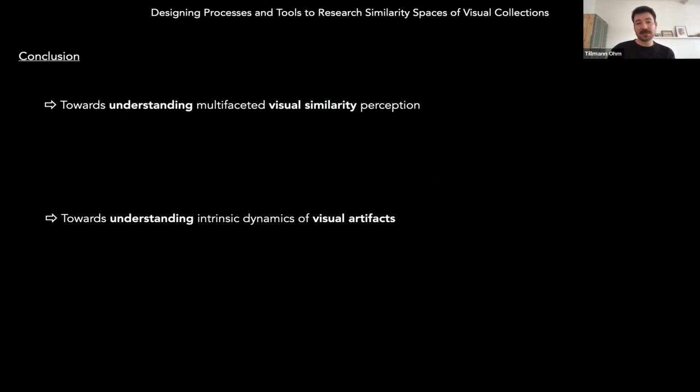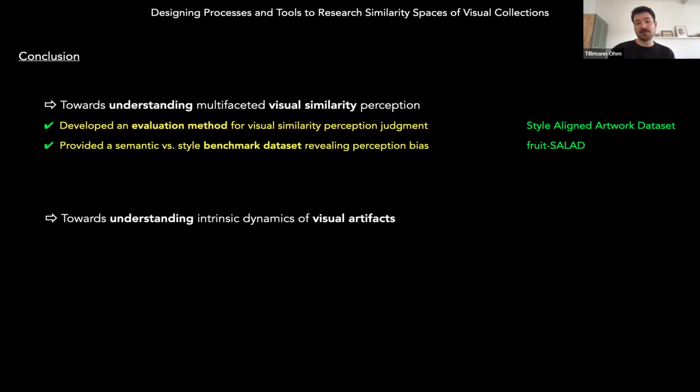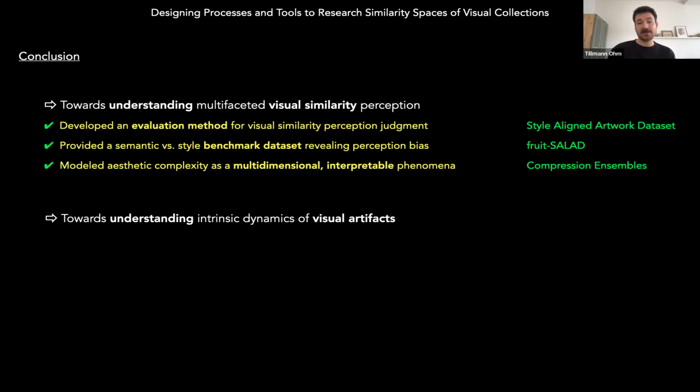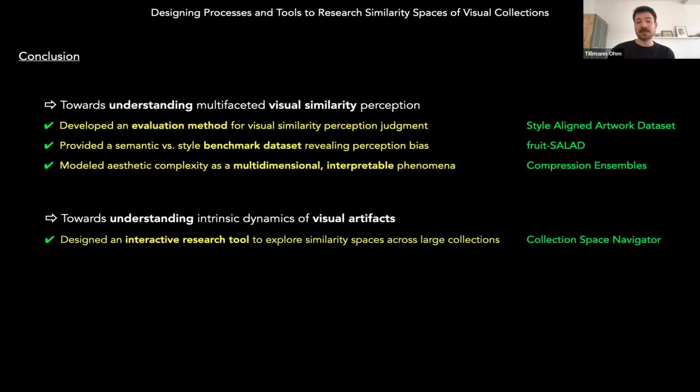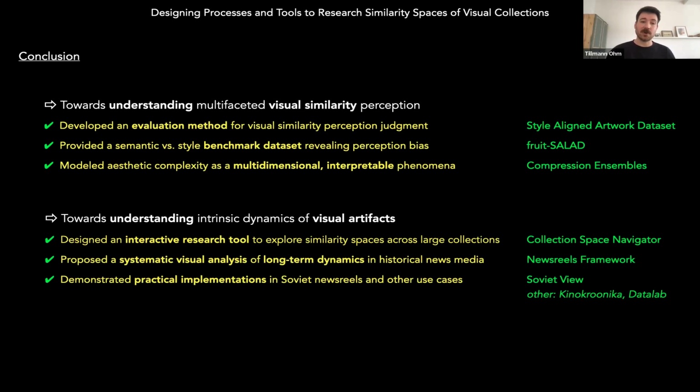The outcomes and contributions include an evaluation method for visual similarity perception judgment, a benchmark dataset revealing perception bias in computational models, an embedding model quantifying aesthetic complexity as a multidimensional interpretable phenomenon, a research tool to explore similarity spaces across large collections, a research framework for systematic visual analysis of long-term dynamics in historical news media, with a concrete use case of Soviet newsreels investigating the regime's worldview and propaganda mechanisms, as well as other practical collaborations with cultural institutions from at least 4 different countries.